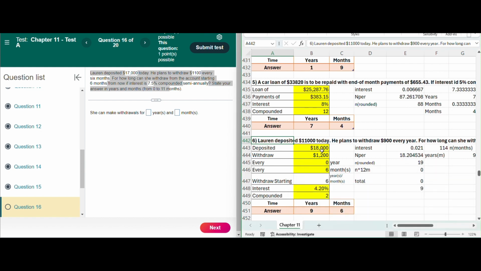Okay, look, I type Lauren, so I easily identified. In this type of question you are asked to put the answer in years and months, but you have here the answer as it is asked in person. So just type the values and that's all.